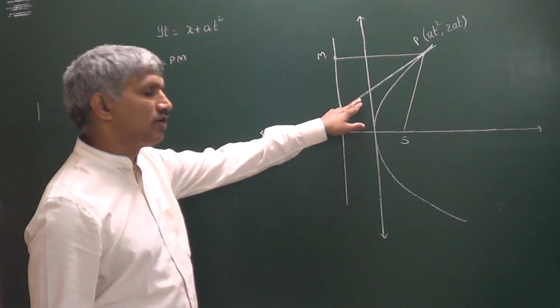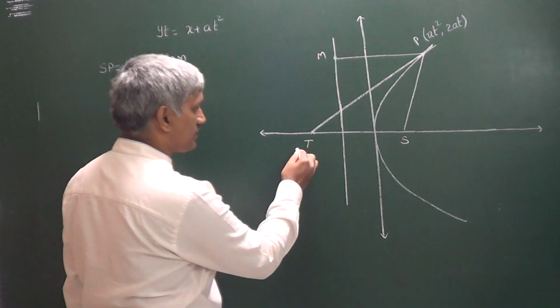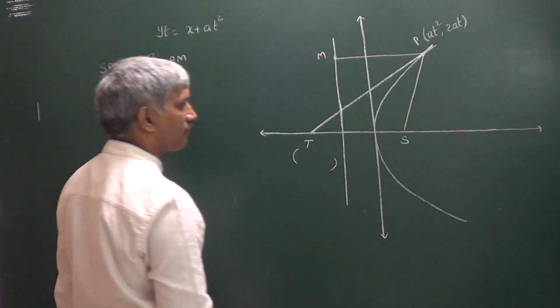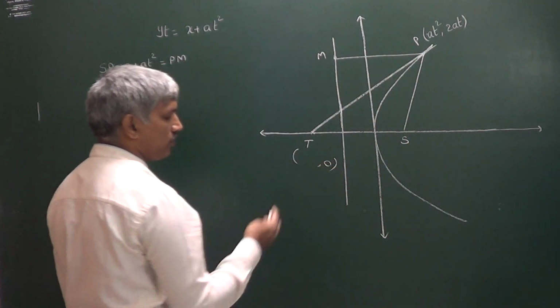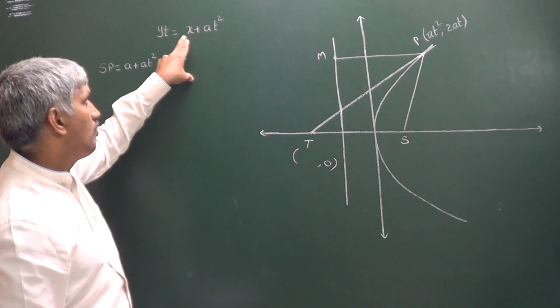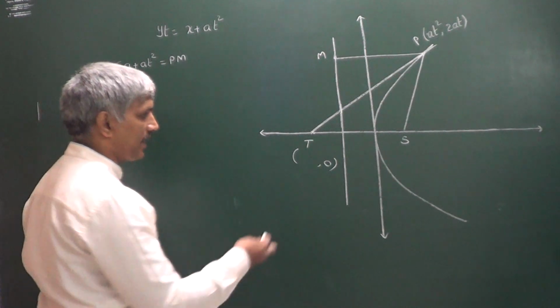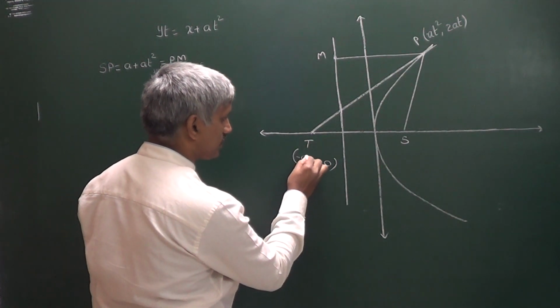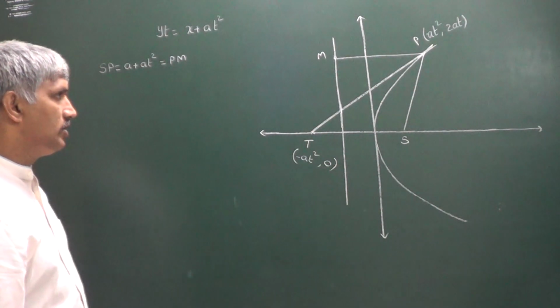Now, this is the tangent equation meeting the axis, so we can easily find the coordinates of T. On the x-axis, the y coordinate is 0. But what about the x coordinate? In the tangent equation, put y equal to 0. You will get x equal to minus at². So this point is (−at², 0).